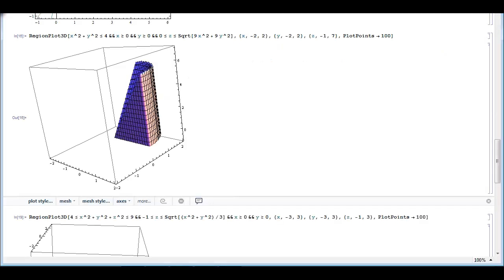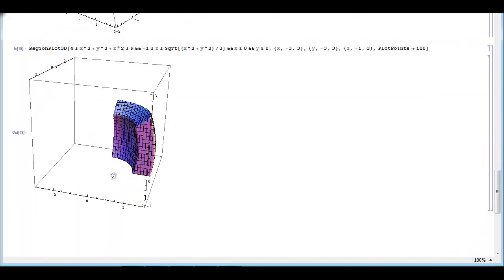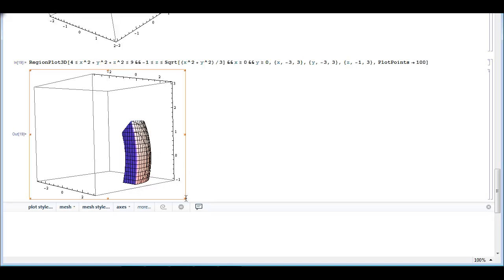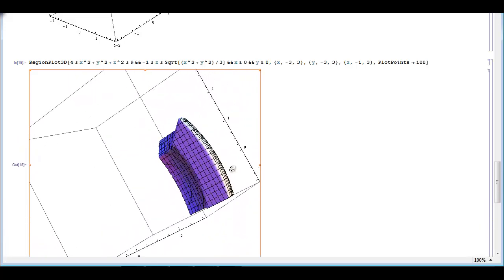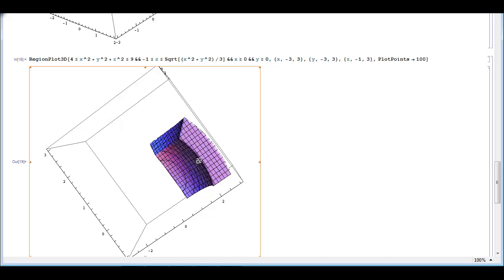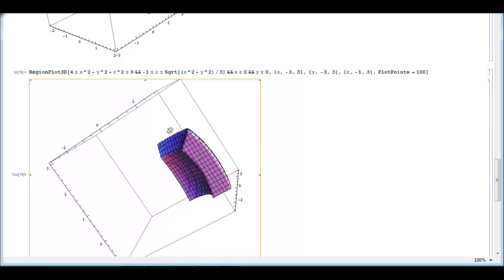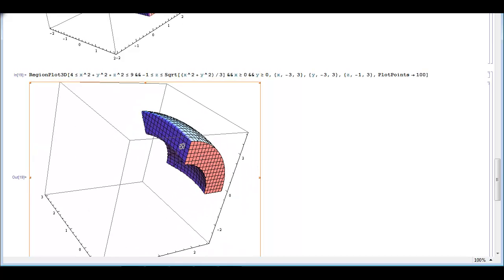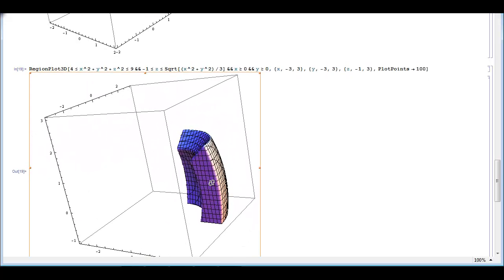Let's look at the region that we're dealing with here. So here's a picture of the region. There's a RegionPlot3D command in Mathematica. Let's see if we can make this a bit bigger here. There we go. You can see there's this inside sphere and then this outside sphere. And then this is really your cone cutting across on top here. And then you've got z equals 0 on the bottom. So you've got some region like this.